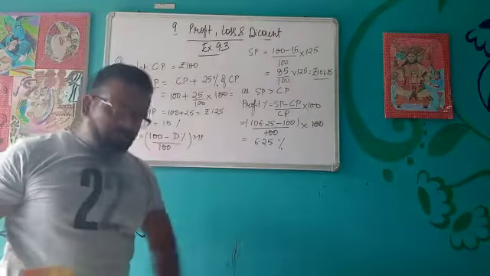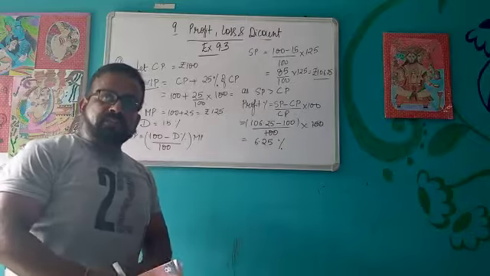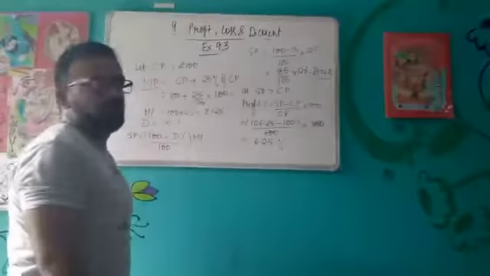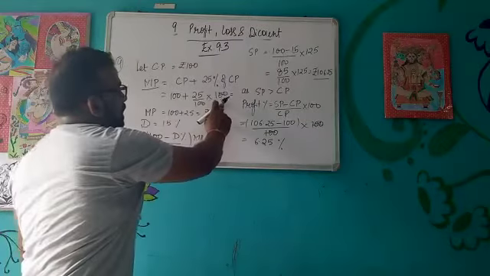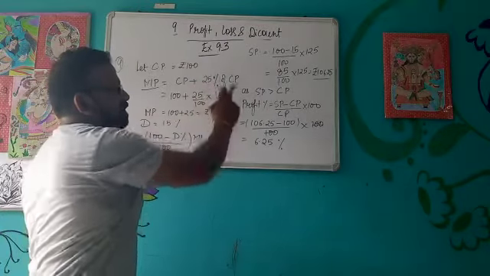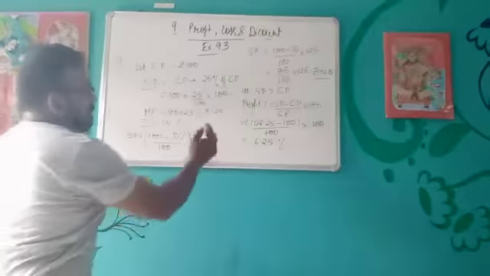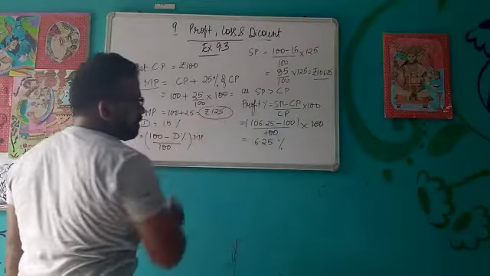Okay, so in this question, what is given? It is given that marked price is 25% above CP. So I have assumed CP as 100. I have calculated the marked price: CP plus 25% of CP. So this is what I got.